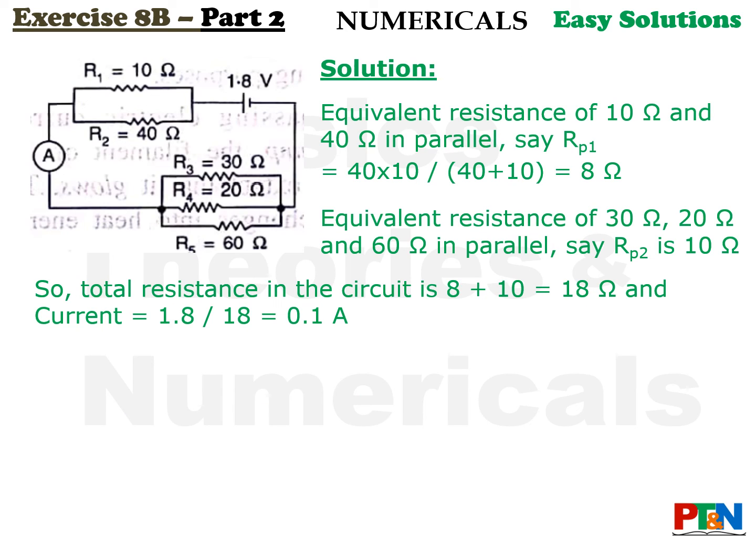Look at the circuit diagram. So there are two groups of parallel combination. The upper one is parallel of 10 ohm and 40 ohm. So that will give you equivalent resistance of say RP1, that is 40 into 10 by 40 plus 10, that is 8 ohm. That is the upper group of parallel combination. The lower group of parallel combination is 20, 30 and 60 in parallel. Again you put in that formula, so you get the parallel combination equivalent resistance as 10 ohm. So the total resistance of the circuit will be 8 plus 10, that is 18 ohm, and current will be 1.8 by 18, that is 0.1 ampere.